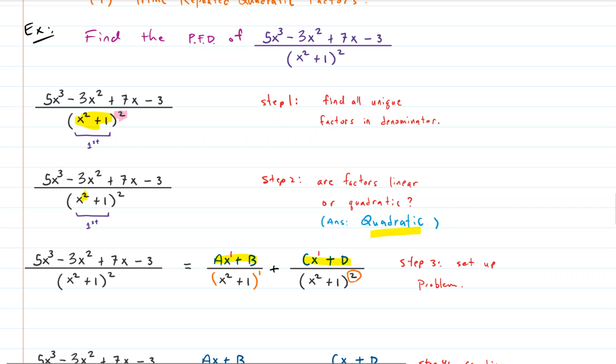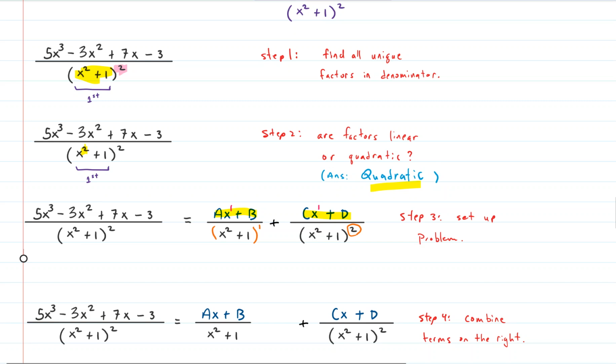If this had been x squared plus 1 to the third power in the denominator on the left, then on the right we would have had a third term with x squared plus 1 to the third power. So there's a little pattern that you follow there. Now that we've created our problem setup, the A, B, C, and D are the numbers we're looking for as we go through the solution process. In the end, those will be the answer, and we'll come back and plug them in here, and we'll have our partial fraction decomposition.